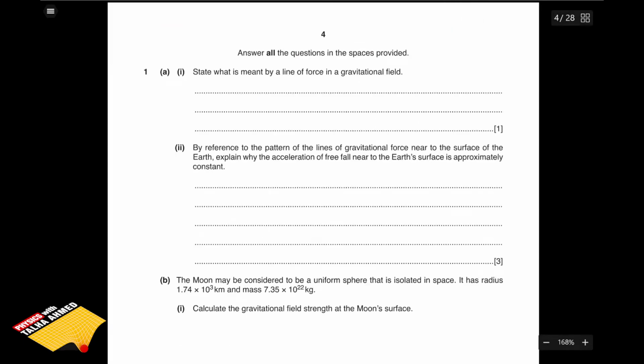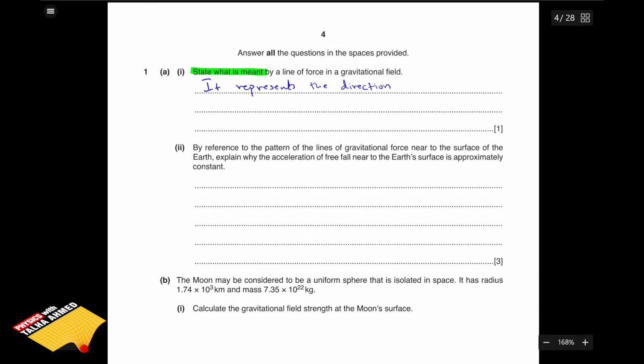As with most question number ones, this also focuses on gravitational fields and circular motion, satellites, and all that kind of stuff. Part one is asking us to state what is meant by the line of force in a gravitational field. When you draw a gravitational field pattern around any planet or any body, what do the lines that you draw mean? What do they represent? That's what we are here to explain.